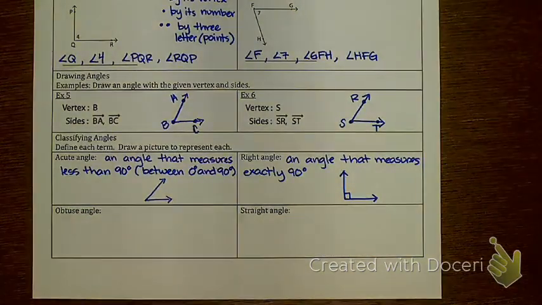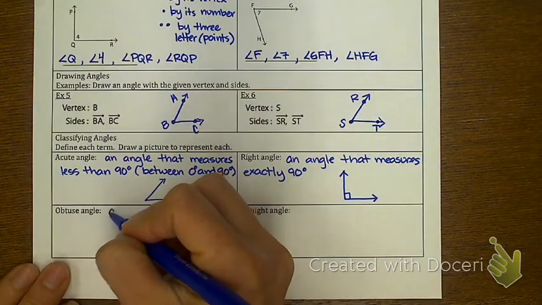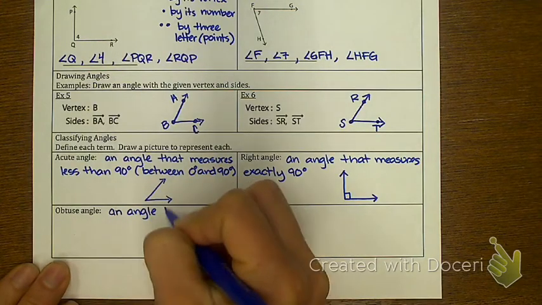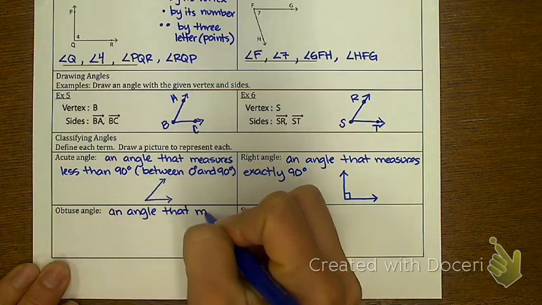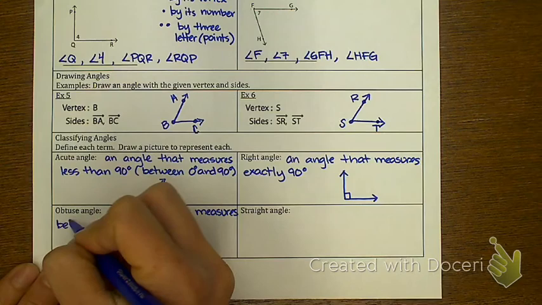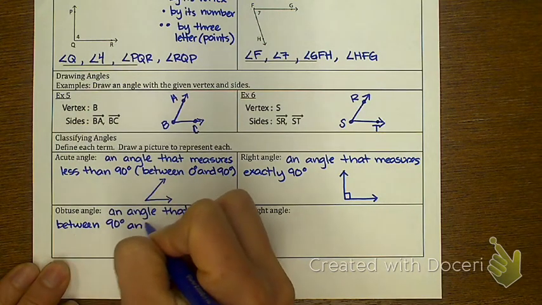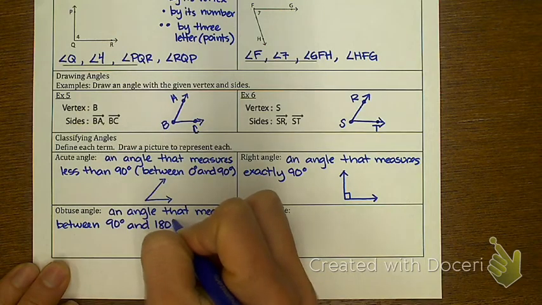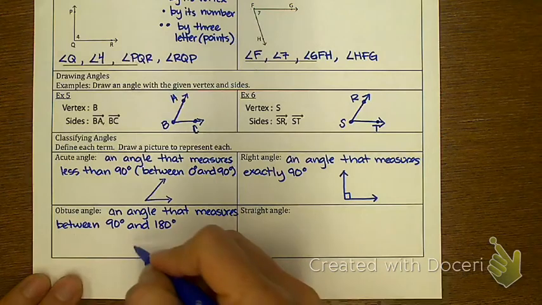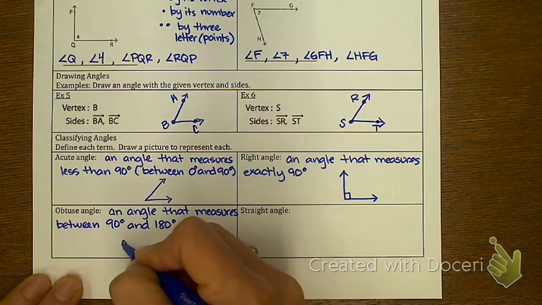All right, next we have an obtuse angle. This is an angle that measures between 90 and 180. Maybe an obtuse angle would look a lot bigger than a right angle, so it might look something kind of like that.